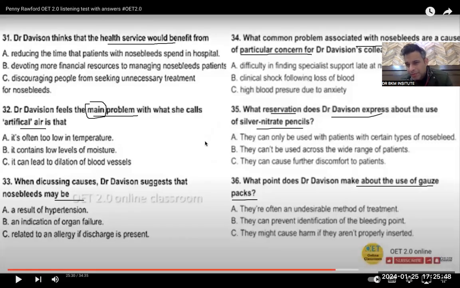So now she's talking about gauze packs. That means my 35th question is done. It should be B.